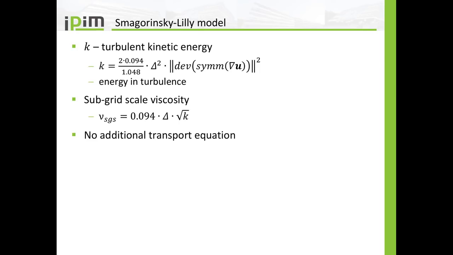This is a very simple model, and then you take this k value, and from this value you calculate your subgrid scale viscosity. Important is that there is no additional transport equation. So you do not transport k, but rather you calculate it out of your velocity field.